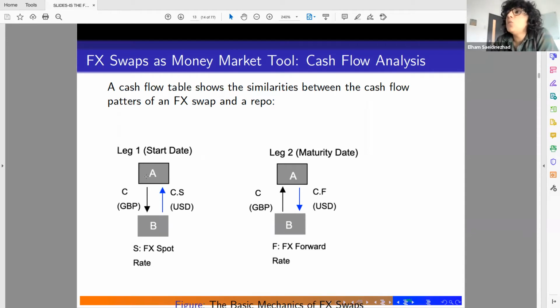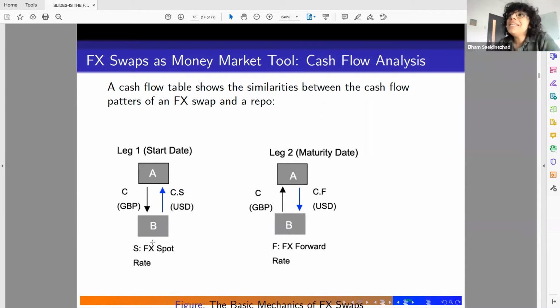Let's assume that we have a British bank, and it does have pounds, but it needs to raise some dollar funding. So what it does in leg one is that it uses this British pound as collateral in order to purchase dollar funding today. And the price that this British bank is going to pay is the FX spot rate today.